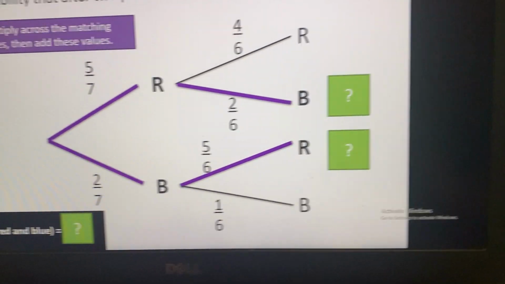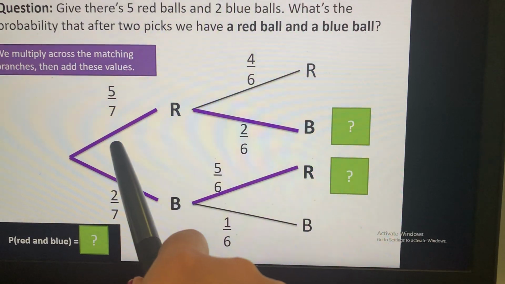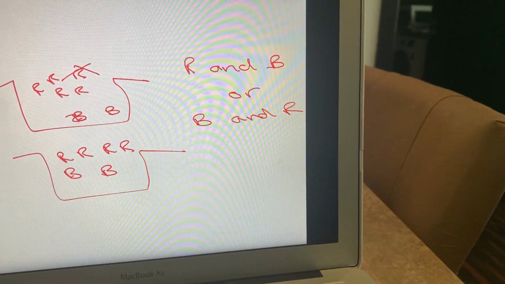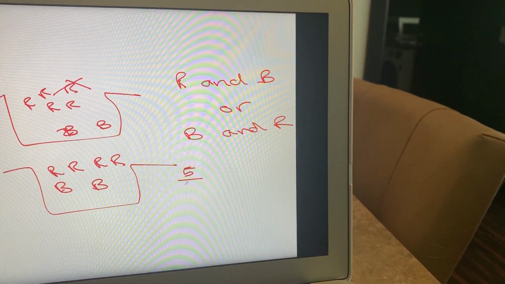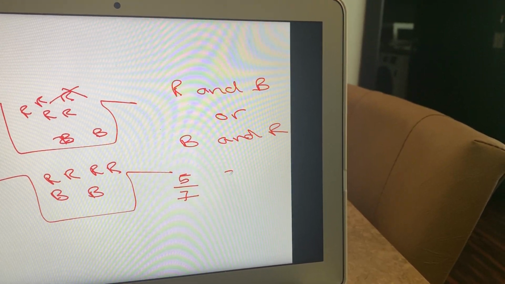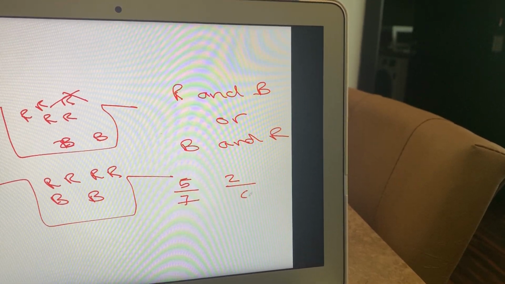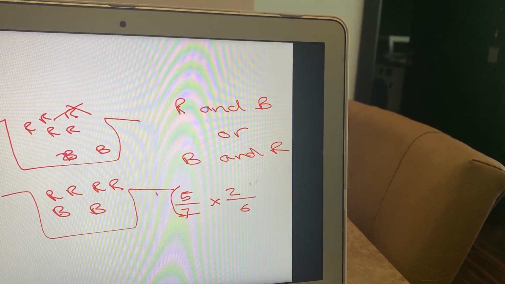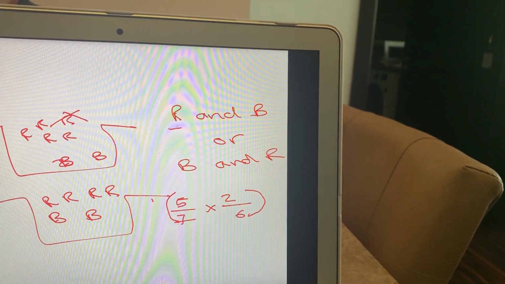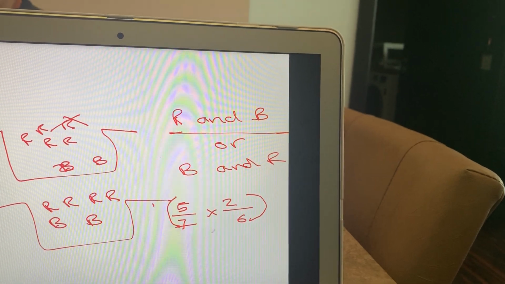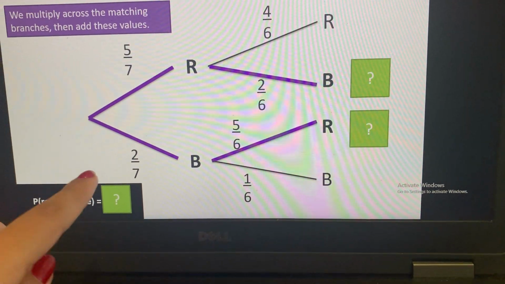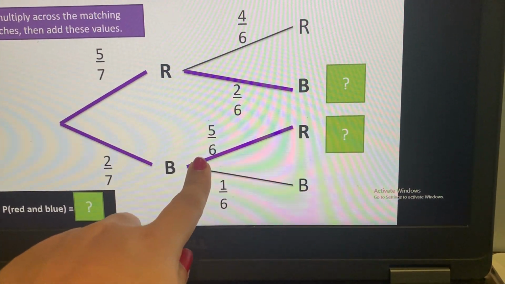So what's the probability of getting a red? 5/7, then a blue, 2/6. So here I'm going to be writing 5/7, blue was 2/6, and in probability "and" means to multiply. That's my first possibility of red and blue, and "or" means to add. Let's look at blue and red. Probability of a blue is 2/7, and then a red is 5/6.